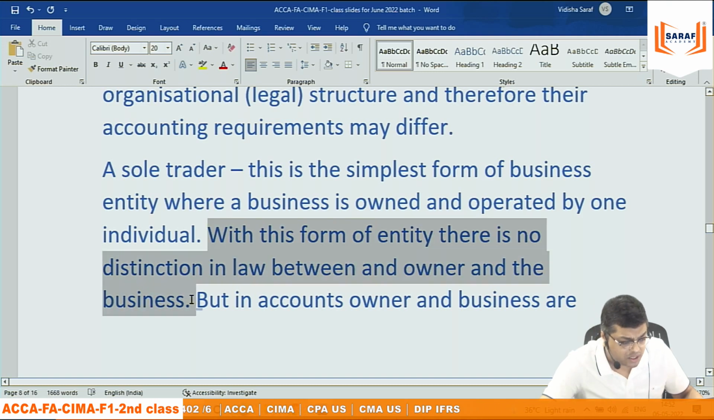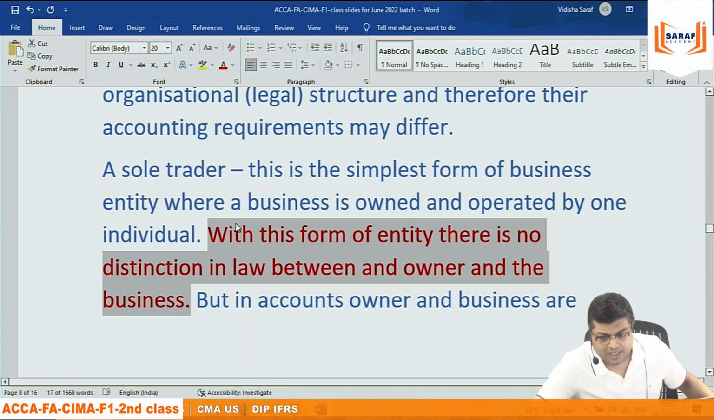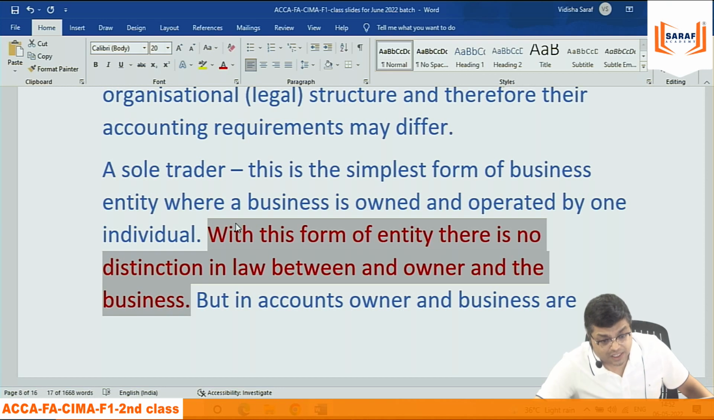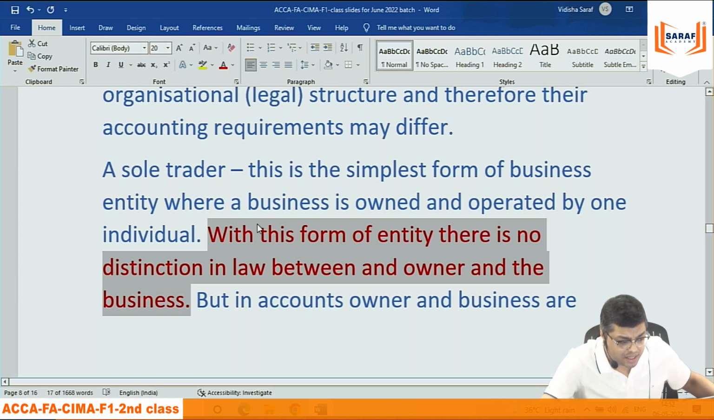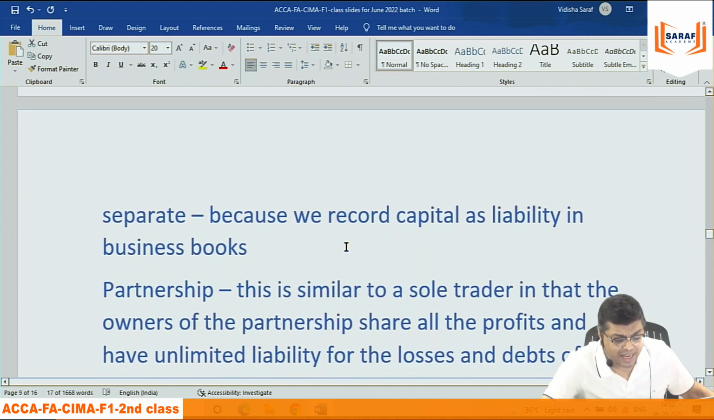The importance of this language is that if in the business there are losses and the business is not able to meet up their obligation, then the businessman is personally liable for paying the business liability. That means in the legal language, business and businessman is not separate. But in the books of accounts, they are separate. The businessman is separate and the business is separate. In the business, whatever the businessman has given to the business, that will be capital as a liability.